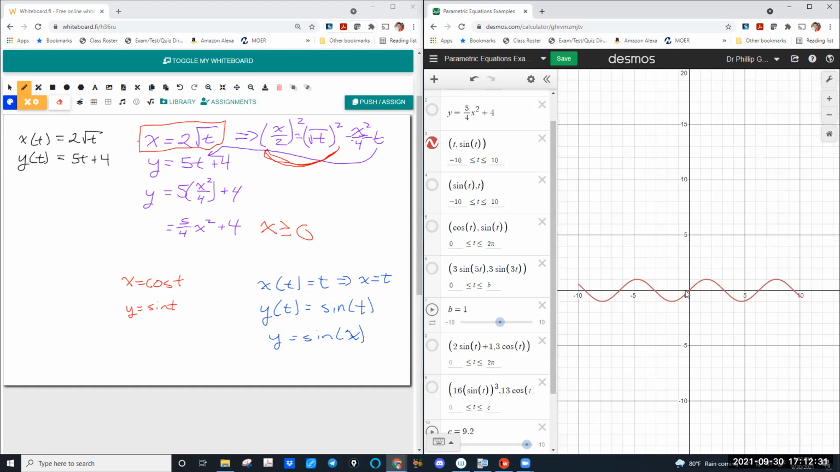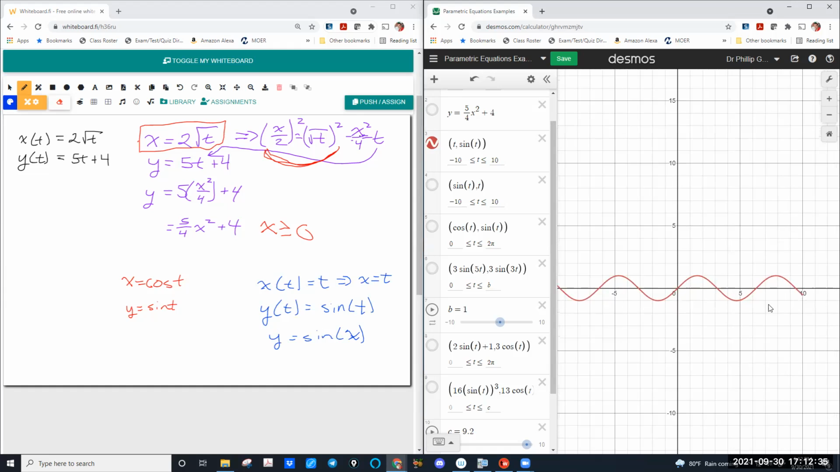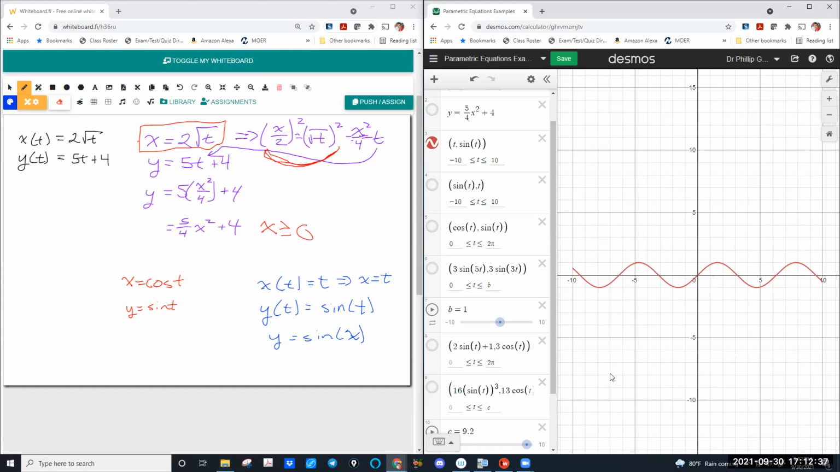That's what I have here for this first one, and we get our basic standard sine curve. I'm only going negative 10 to 10. That's plenty for what we're going to do here. If we needed more, you just alter your t window.